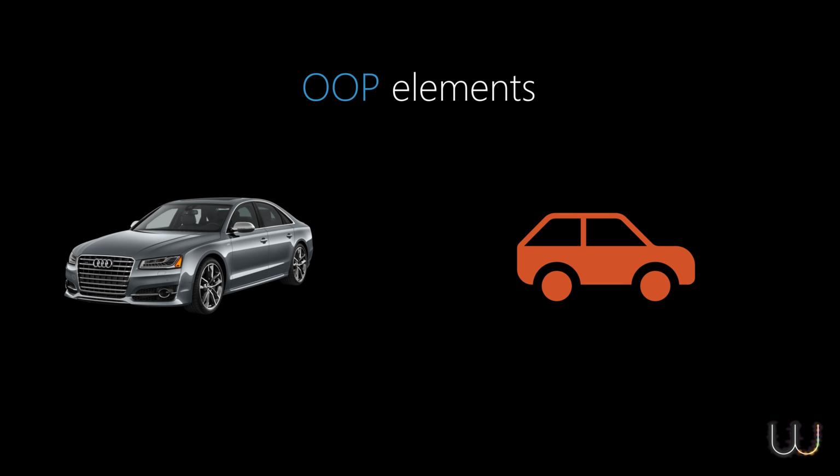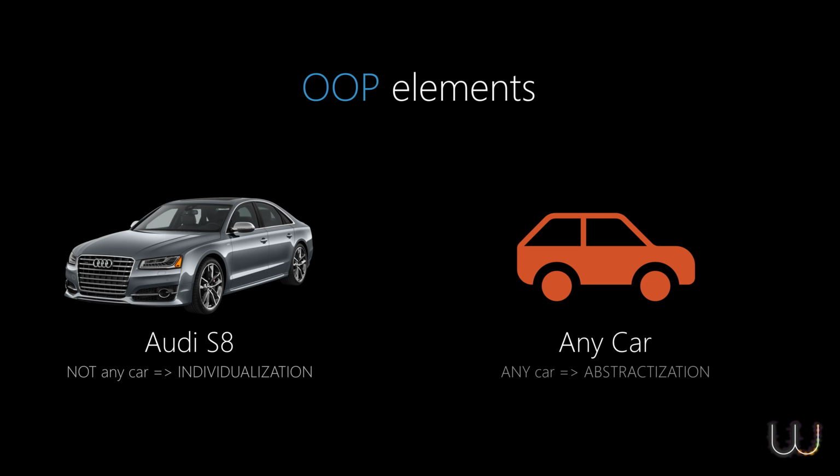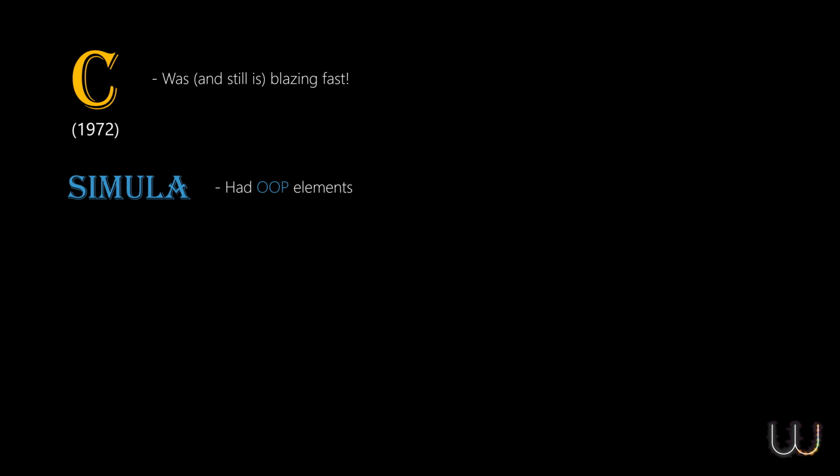So what are the differences between a car and any car? A specific car is the Audi S8. Now this car is not any car. This is called individualization. Now any car is any car, so this process is called abstractization. So this means that Simula, while using its OOP elements, is actually using abstractization, while C was using individualization, and well, Simula was greater for this concept.